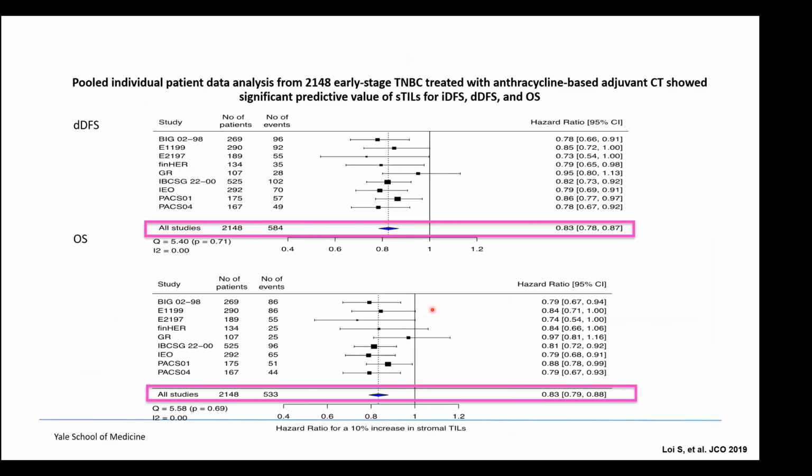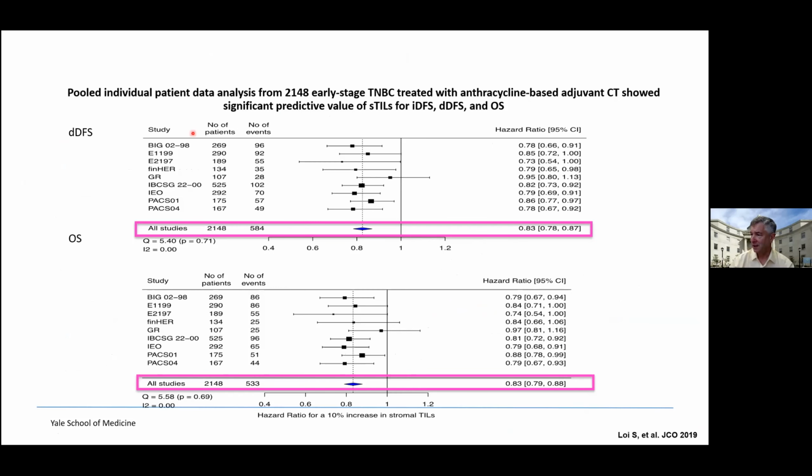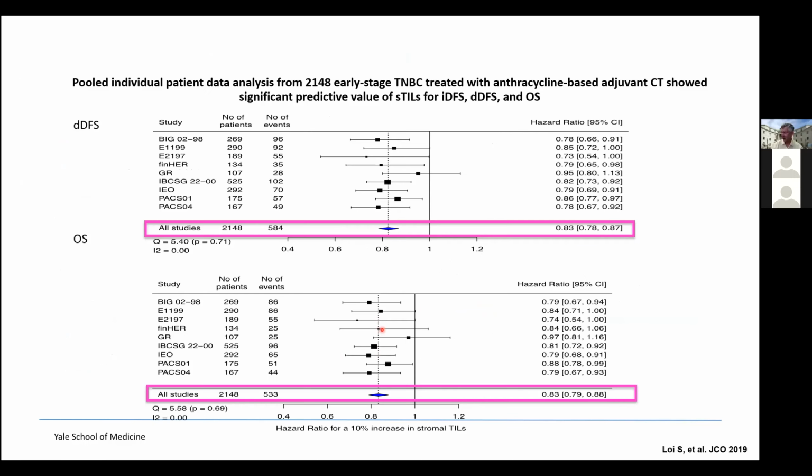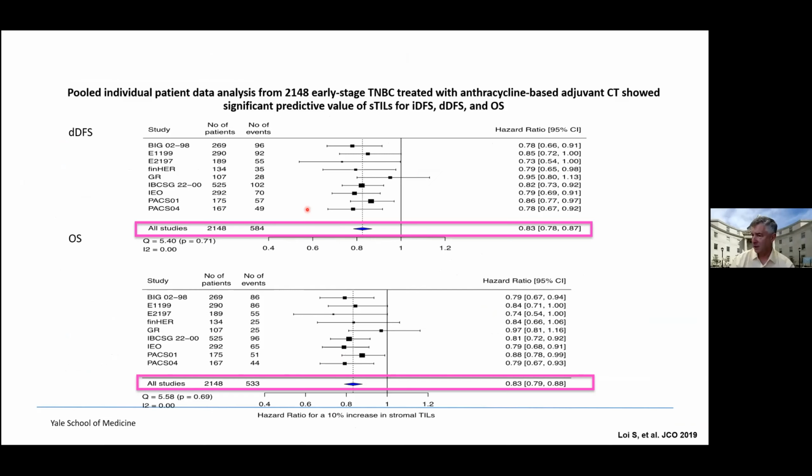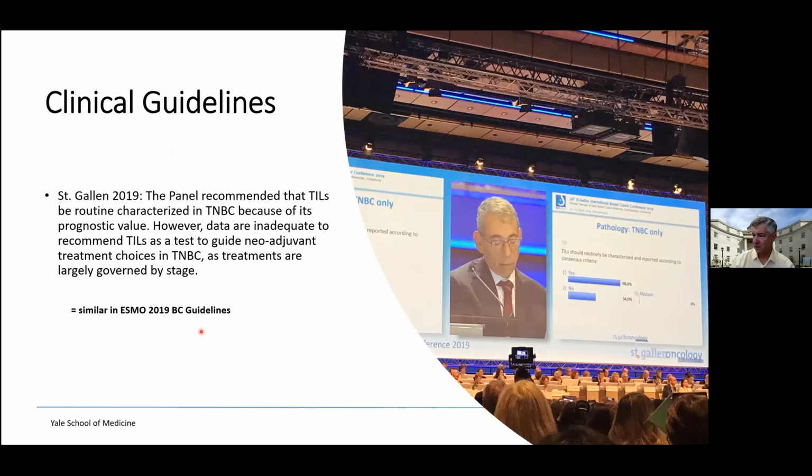And this was summarized. I think Shireen Loy is the first author of this work in JCO a couple of years ago, which is, I think, the most comprehensive look at TILs in all of these clinical trials that are done here. And you can see that almost without exception, the patients that had high TILs are doing better than the patients that don't have high TILs. So a prognostic marker, not necessarily a predictive marker, but perhaps in the future a predictive marker as well. Here showing the prognostic value across many clinical trials. But the clinical guidelines haven't moved. In St. Gallen in 2019, they still recommended TILs.